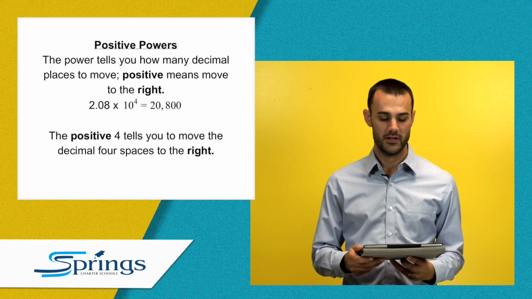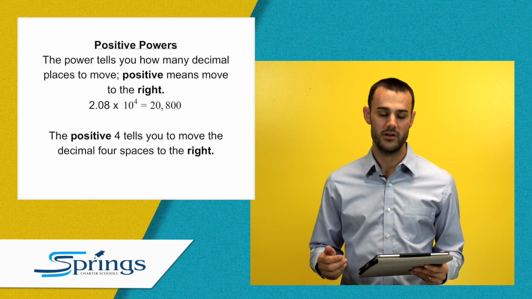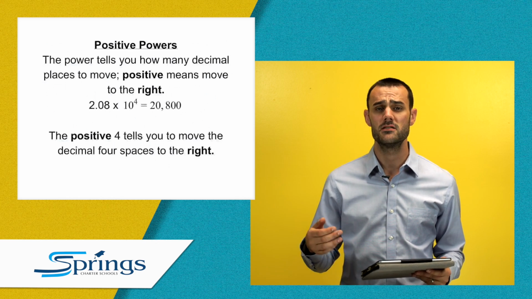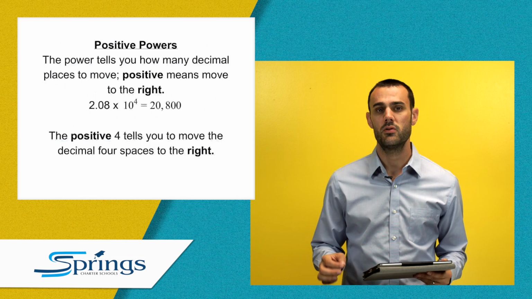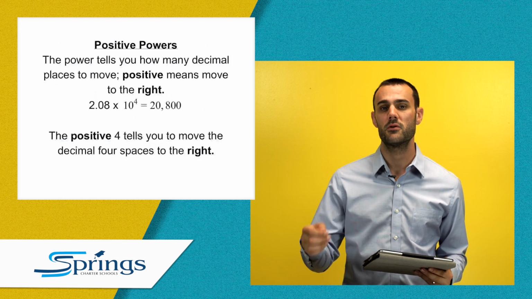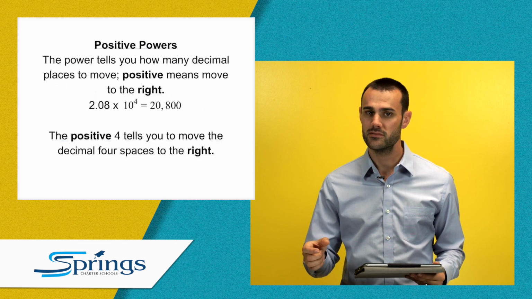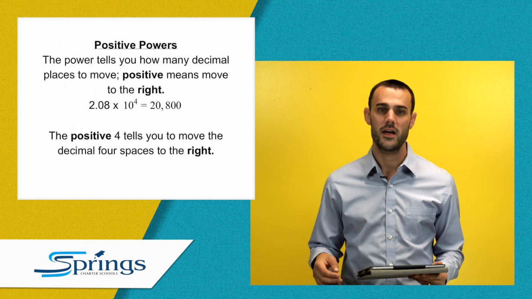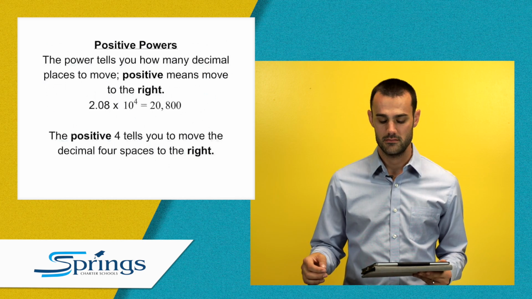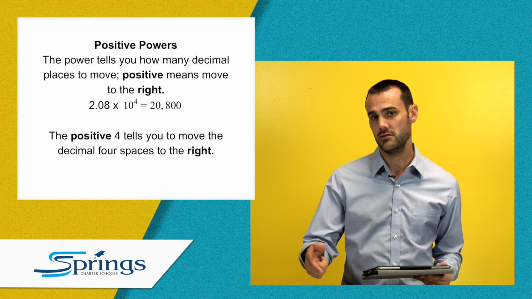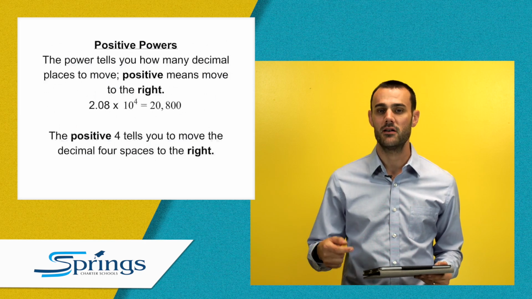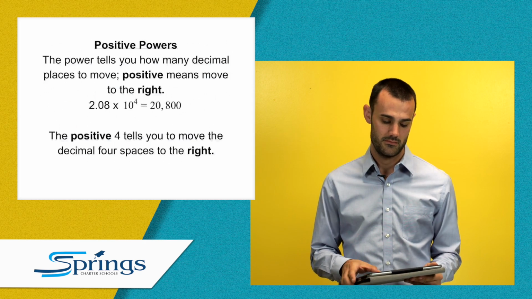Positive powers: a power that tells you how many decimal places to move. The positive means we're going to move that to the right. So 2.08 times 10 to the fourth power. My exponent is positive, so we need to move it to the right 4 different spaces. So go ahead and move that decimal 4 spots. Did you get 20,800? If you did, great job. Again, that positive exponent tells you to move to the right side.